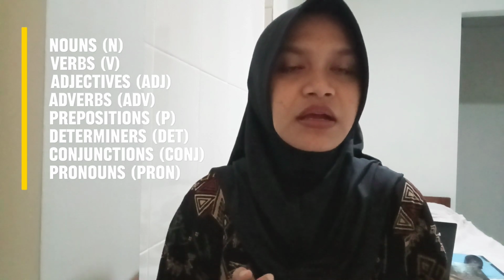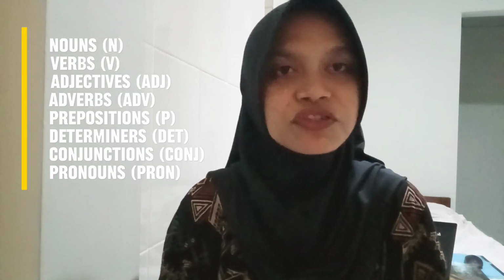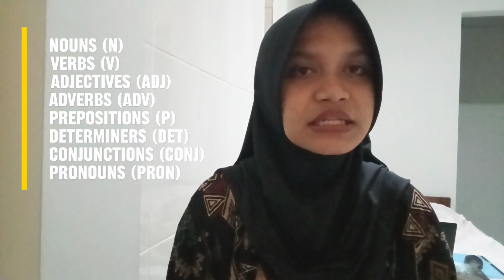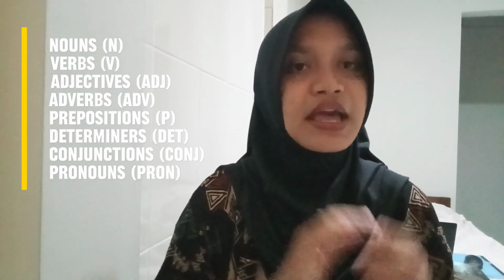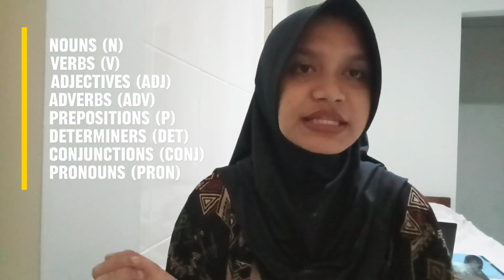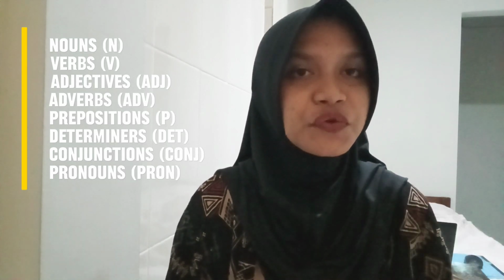Next, there are prepositions. These show relationships like location or time, like by, with, of, to, and others. Next, determiners. These come before a noun to specify it, like the, every, your, and others. Then there are conjunctions. These connect words or ideas, like and, but, and others. And the last one is pronouns. These replace nouns, for example, I, you, it, she, he, and others.